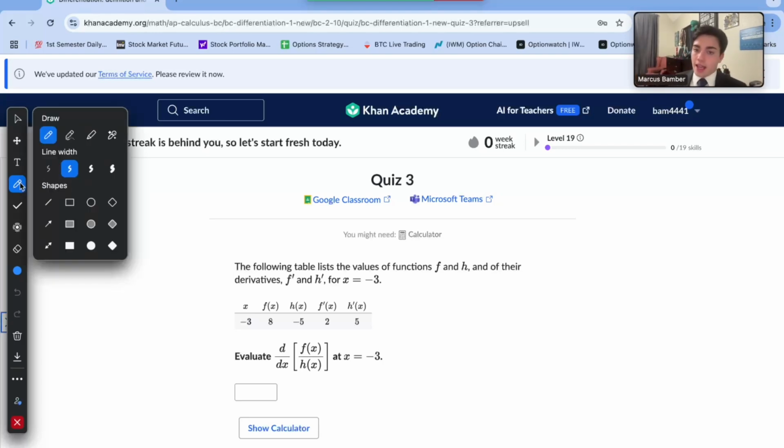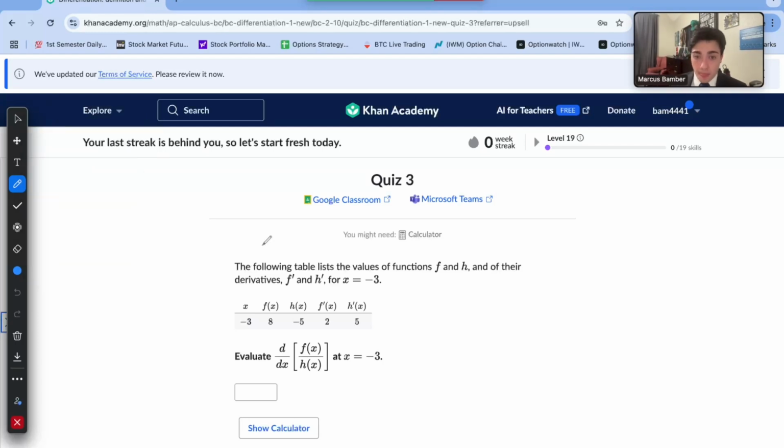Let's go ahead and get started with this one. So as we can see here, we have the derivatives of the two functions, f and h, for when x is equal to -3, and we're trying to find the derivative of f of x over h of x at x is equal to 3. Notice the two functions are dividing, so we're going to use something called the quotient rule.